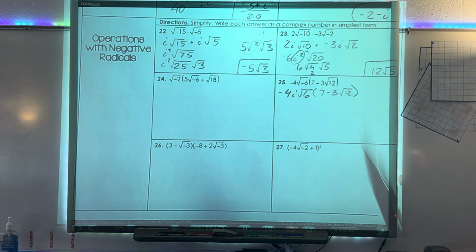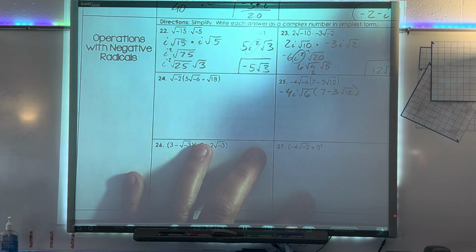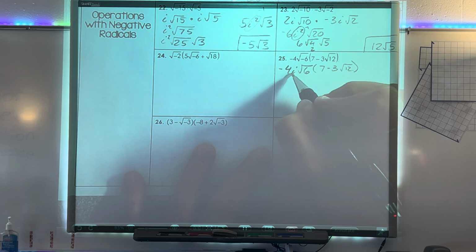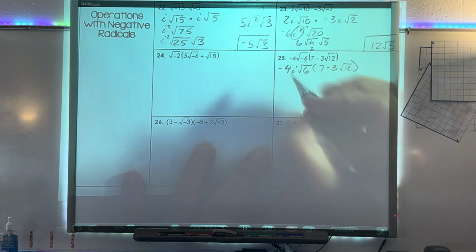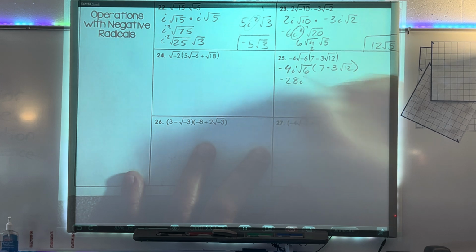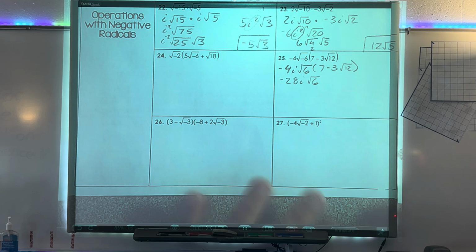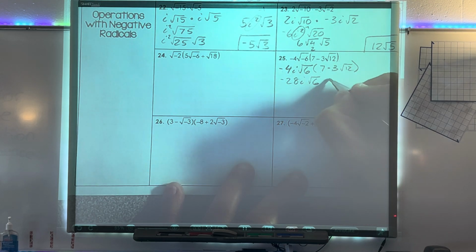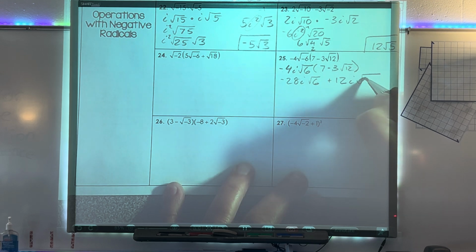Okay, so now I have to multiply this times both of these things. Y'all okay? Alright, so negative 4I basically times the 7 because the radical's gonna stay. That's gonna be negative 28I square root of 6. Can't really do anything with that. When I multiply this, my negative 4 times my negative 3 is gonna give me positive 12I square root of 72.